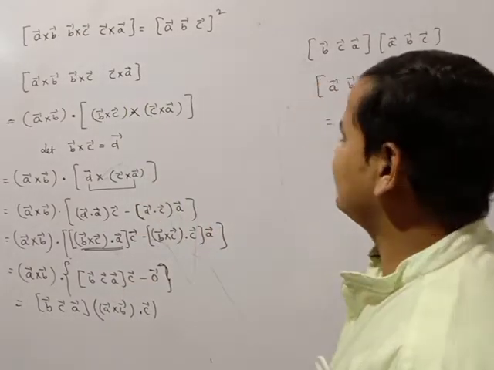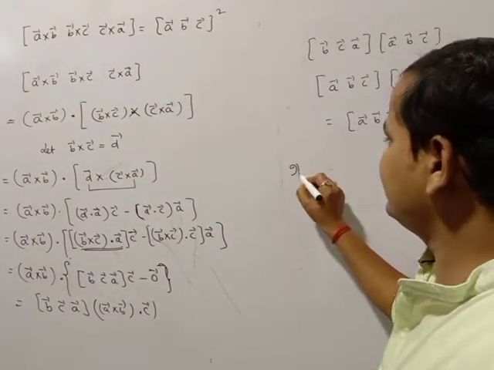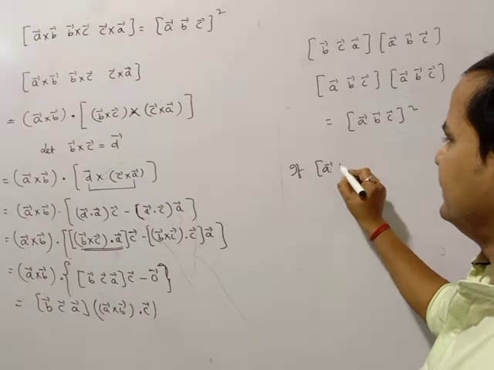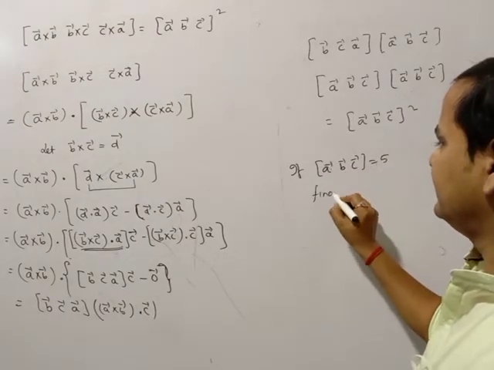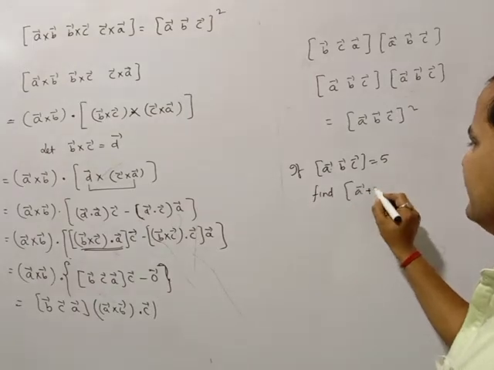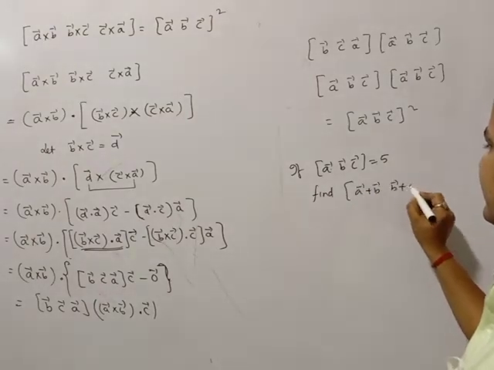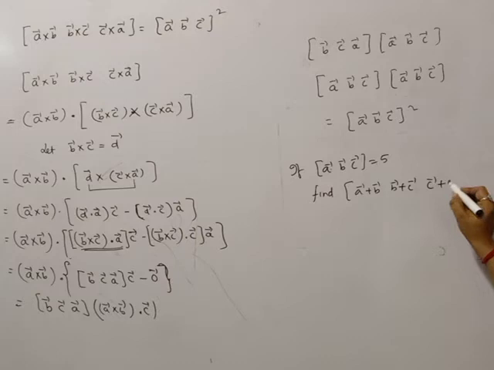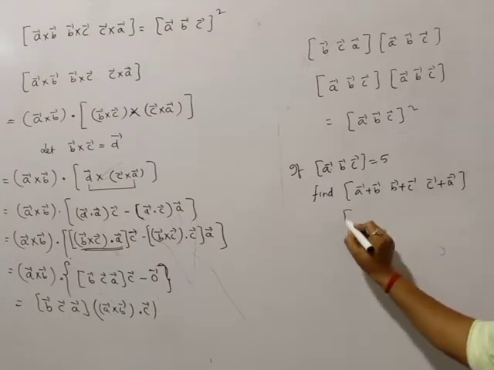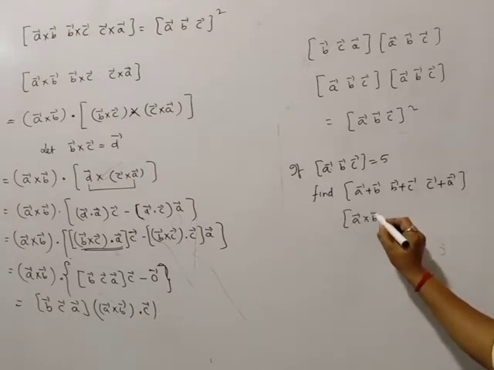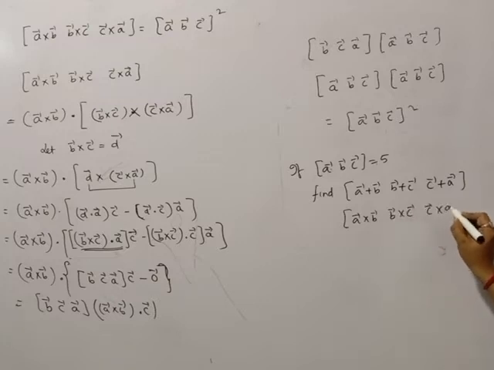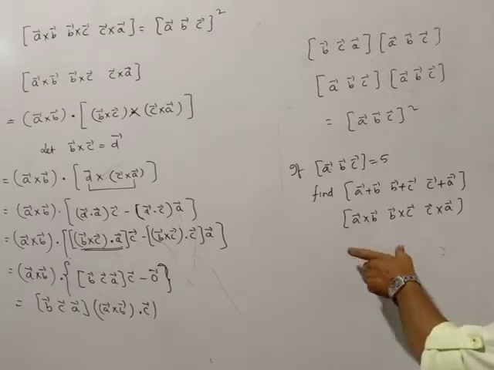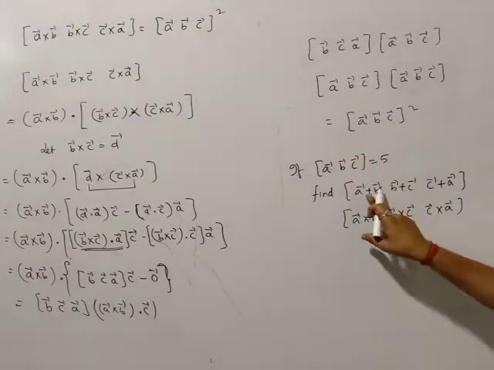Sometimes a question is given, and it was also given in an examination one time: if box of a bar b bar c bar is equal to 5, find box of a bar plus b bar plus c bar plus a bar, that is one thing asked for, and another one is a bar cross b bar cross c bar and c bar cross a bar. These 2 questions are being asked. If you want to simplify these 2, you must learn this. It is a plus that is given.